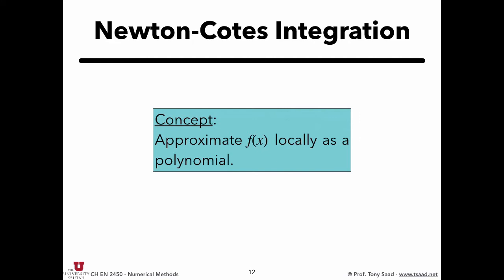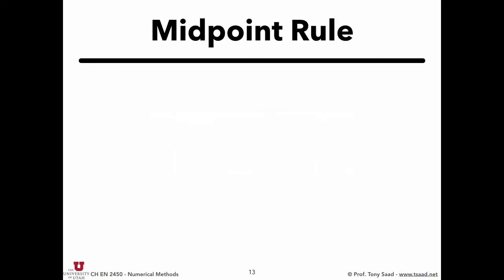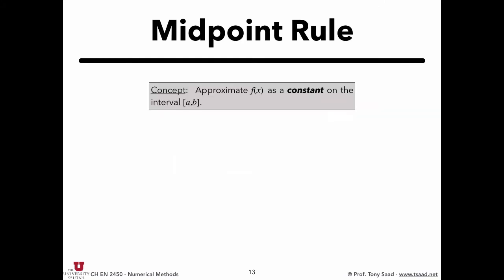Now this comes in many flavors. The order of the polynomial is a big deal. We will start with the simplest polynomial, and that gives rise to what we call the midpoint rule. The idea behind the midpoint rule is we approximate the function as a 0th order polynomial between a and b. In other words, we approximate the function as a constant on the entire interval.